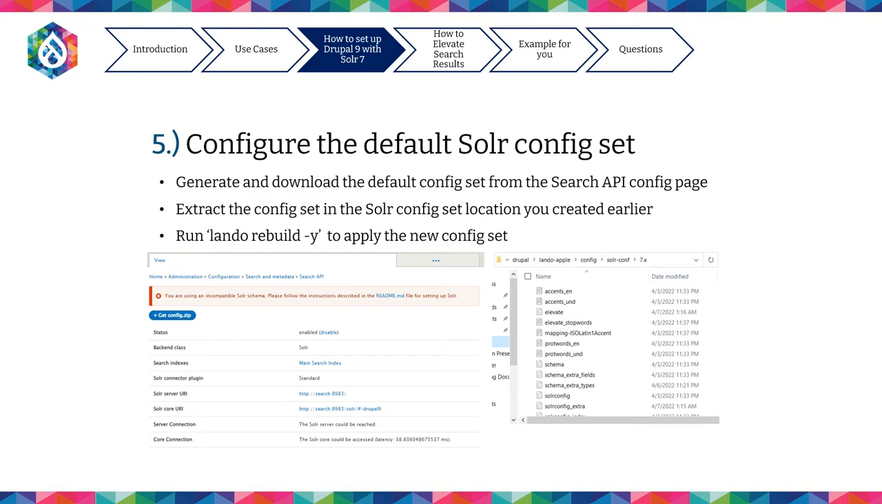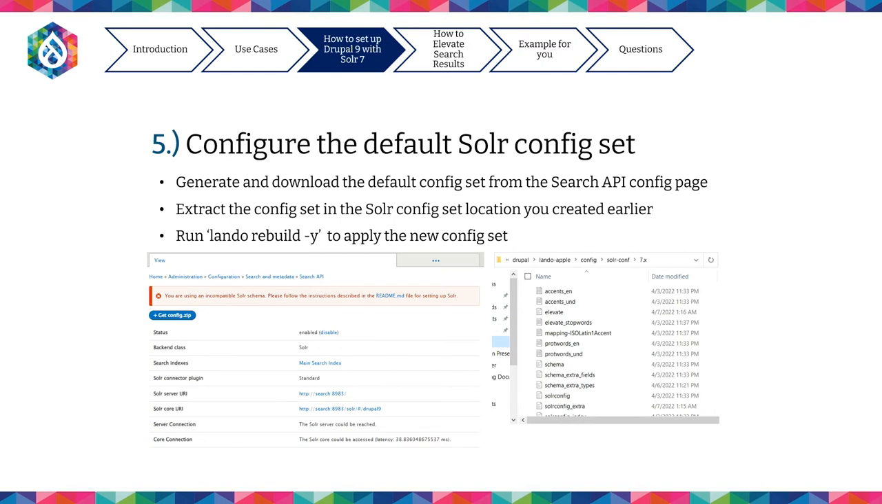All you do is click the Get Config Set button, and what that does is it generates a Solr config set for your Solr core based on the setup that you have done. And then after you generate that and you download it, you extract it in the folder you created very early in step one. That's okay if you can't recall right now, but you extract it there, and then you have to rebuild your Lando containerization. Or if you find out a way how, which I couldn't myself, is just restart Solr and have it apply. Because typically, every time you change a Solr configuration file, you want to restart Solr so that it applies. That's the rule of thumb.